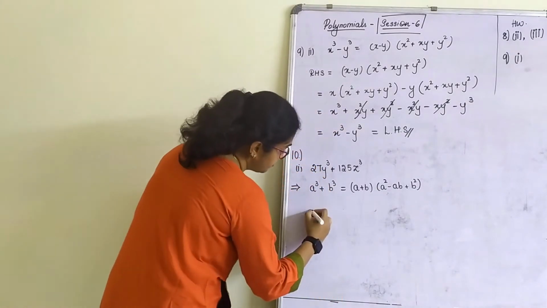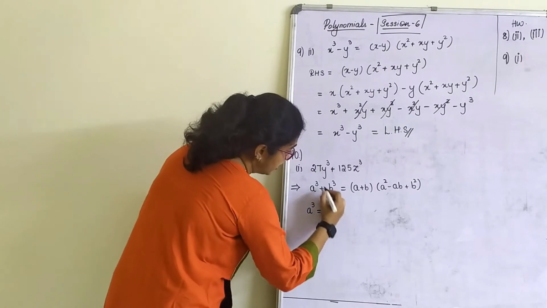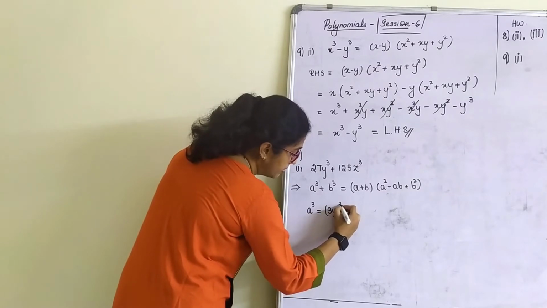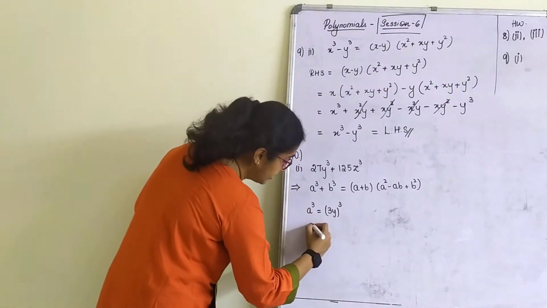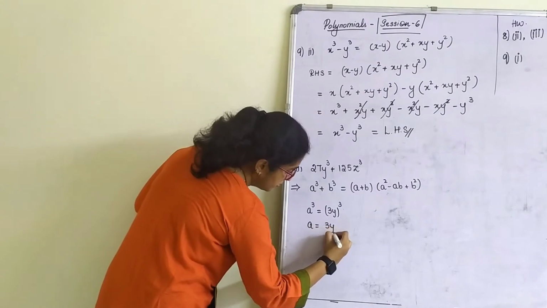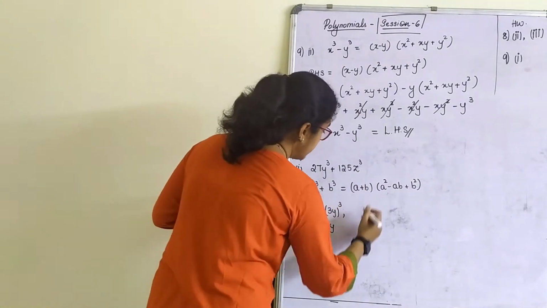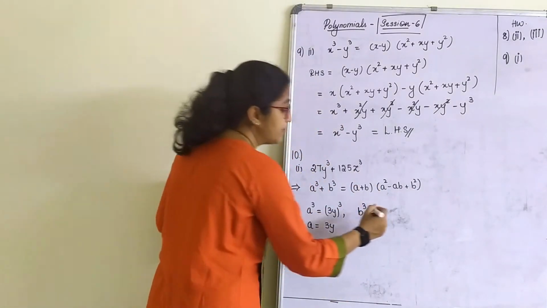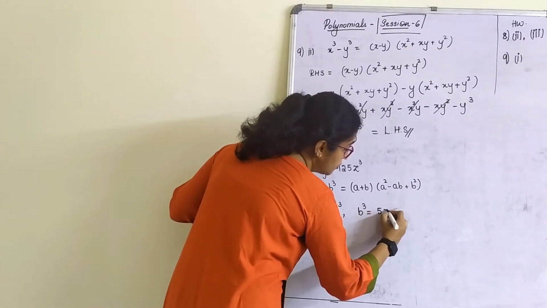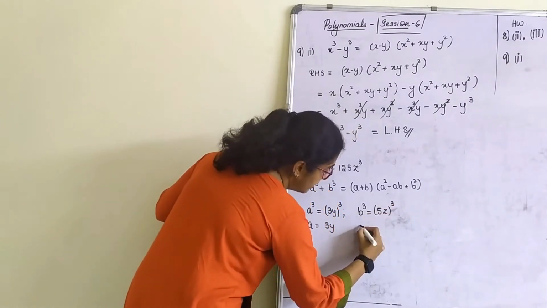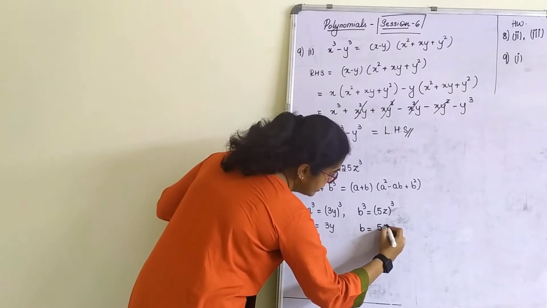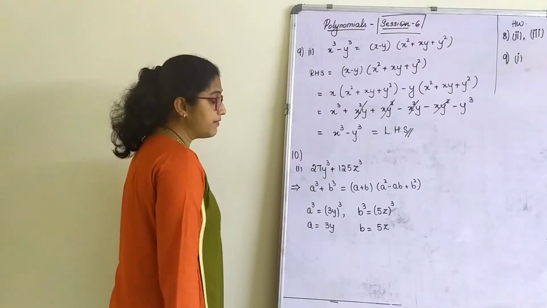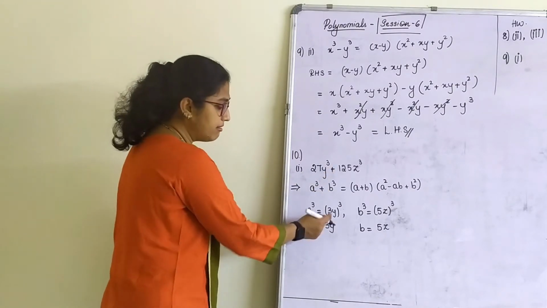So we'll write a cube is equal to 27y cube, right? I'll write this in the form of 3y whole cube, correct? Therefore a is 3y, write like this. Next, they have given here b cube is nothing but 125z cube, which is nothing but 5z whole cube, therefore b is 5z. So a cube plus b cube is 27y cube plus 125z cube. Also you can write this.